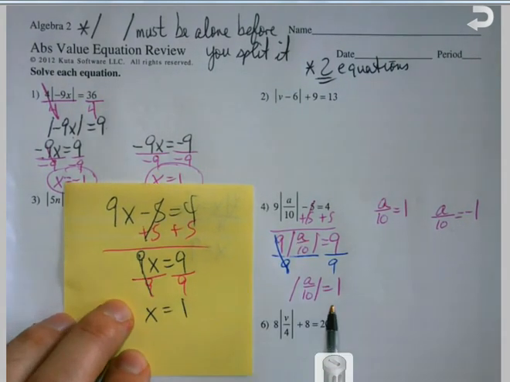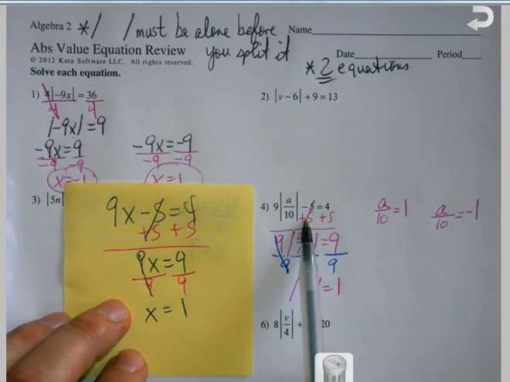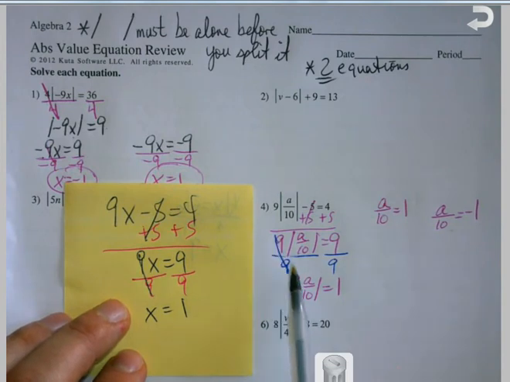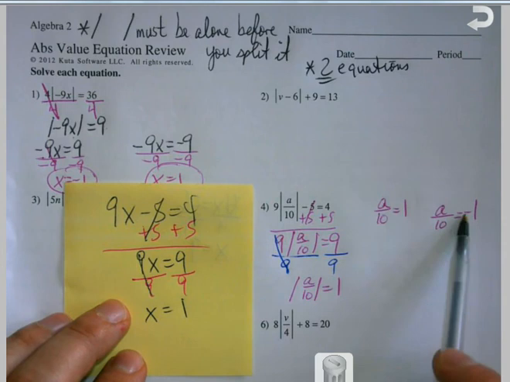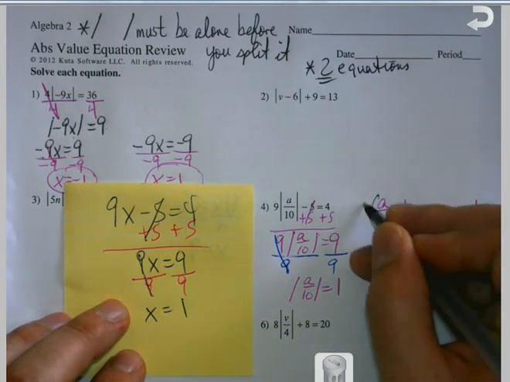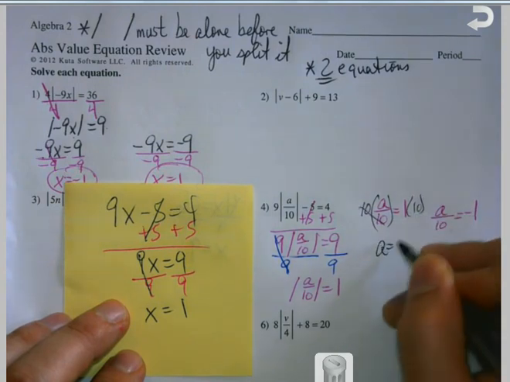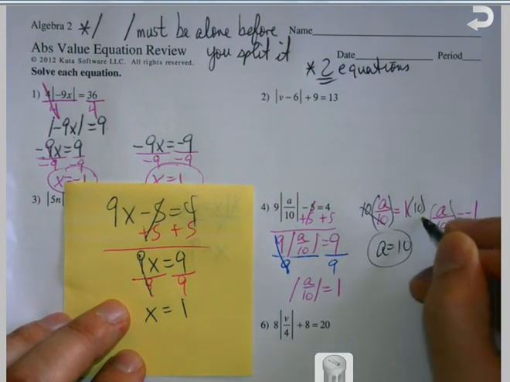So let's take a look at what I did over here. I added the 5 to both sides. Still working at isolating my absolute value though, because I still have this 9 that I'm multiplying it by. But if I divide both sides by the 9, now it's isolated. Now I can split it into the two equations that I need, and I can go ahead and finish up my problem and get my two answers.